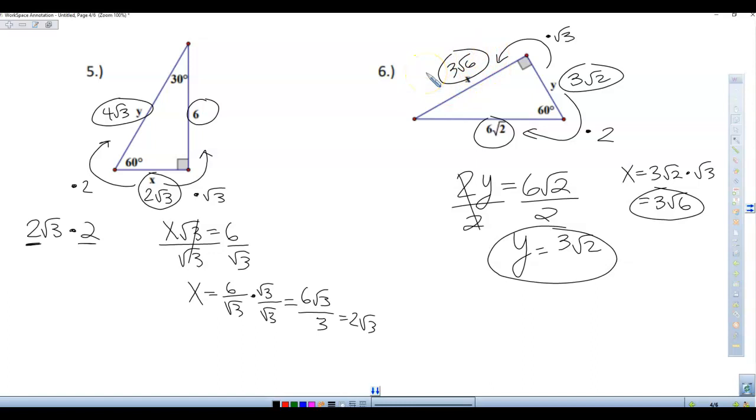So while those are your 30, 60, 90 triangles and 45, 45, 90 triangles, I'd say the most important thing you do is when you're doing your assignment, you have your notes out in front of you, and you draw those arrows, and you work them out just as I did there.